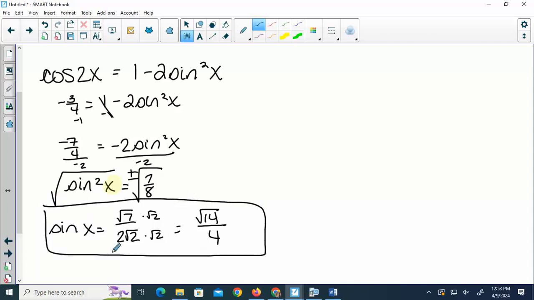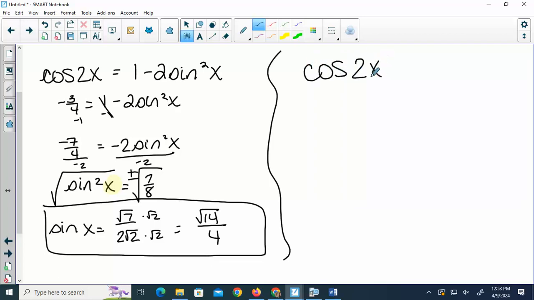Alright, once you have sine, or really once you get one of them, you have 2 options for the other one. We could create a triangle for x now, or we could just use a double angle formula again and do the exact same thing. You guys have a preference? Okay, so I'll show both ways. I had a request for double angle, and also a few of you said the triangle way.